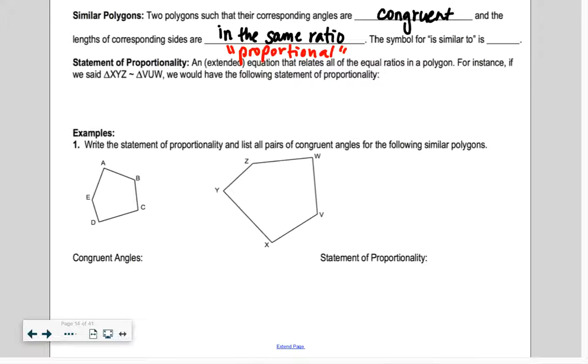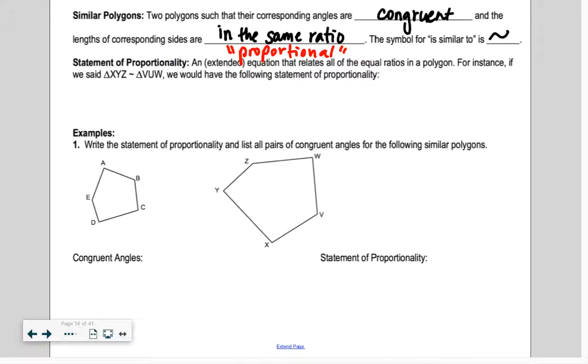Okay, and the symbol for similar to, do you guys remember this symbol? What's this symbol? Congruent. It's not that one. Take off the equal part. That's similar to, okay? So it's going to be just that. And then sometimes we'll have those extended ratios, which we talked about, like when it says like 1 to 2 to 3, right? So an extended equation that relates all the equal ratios in a polygon.